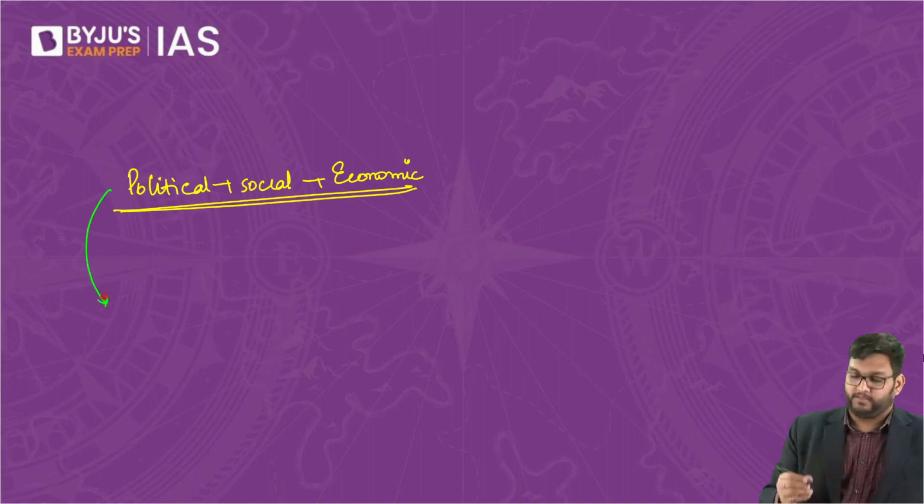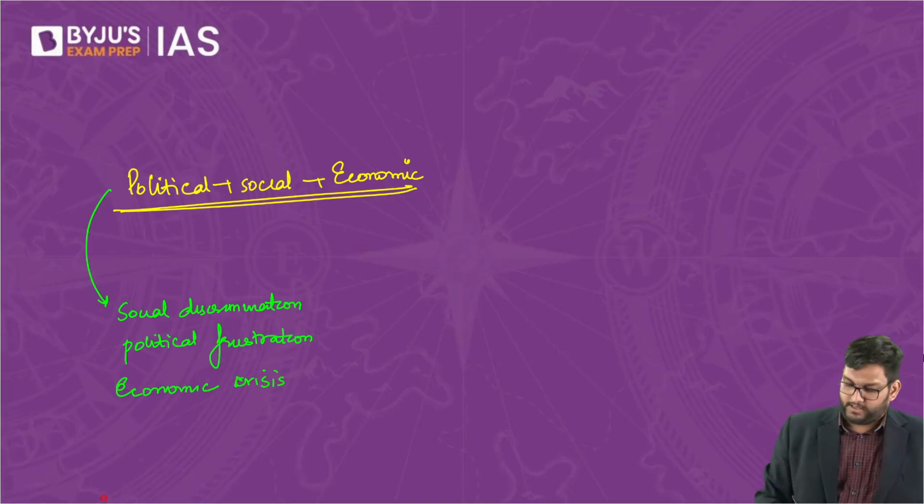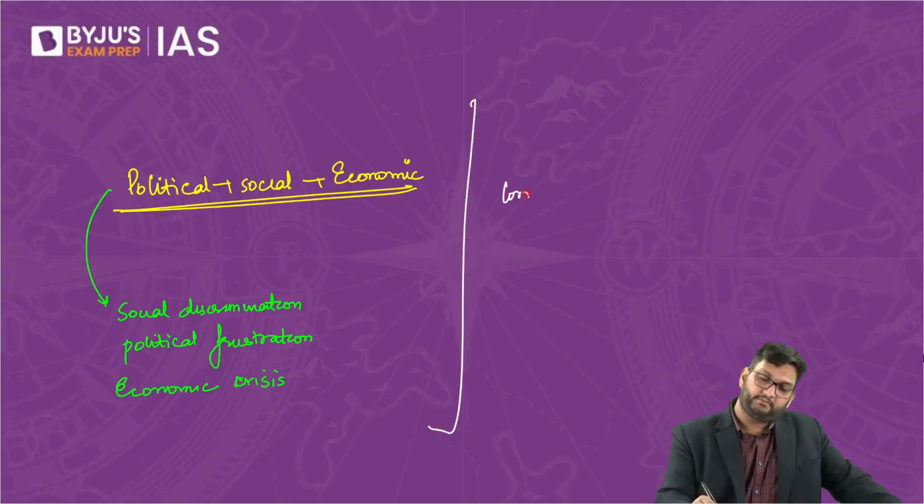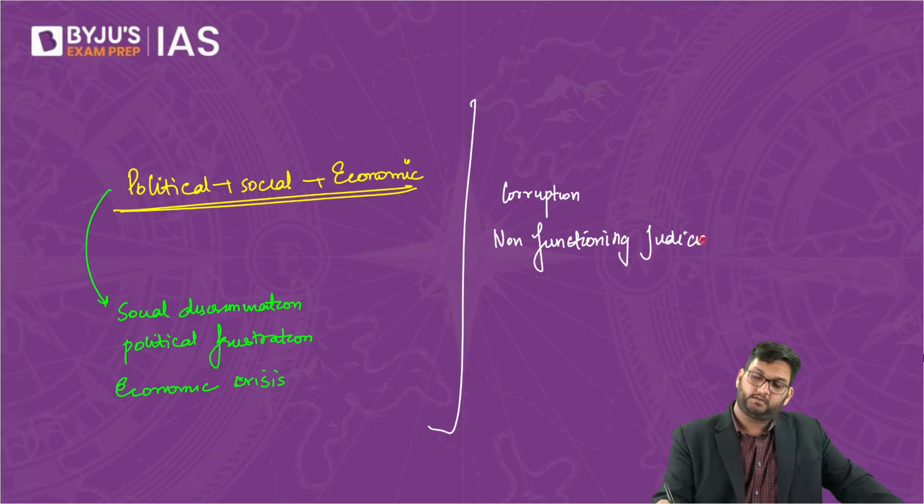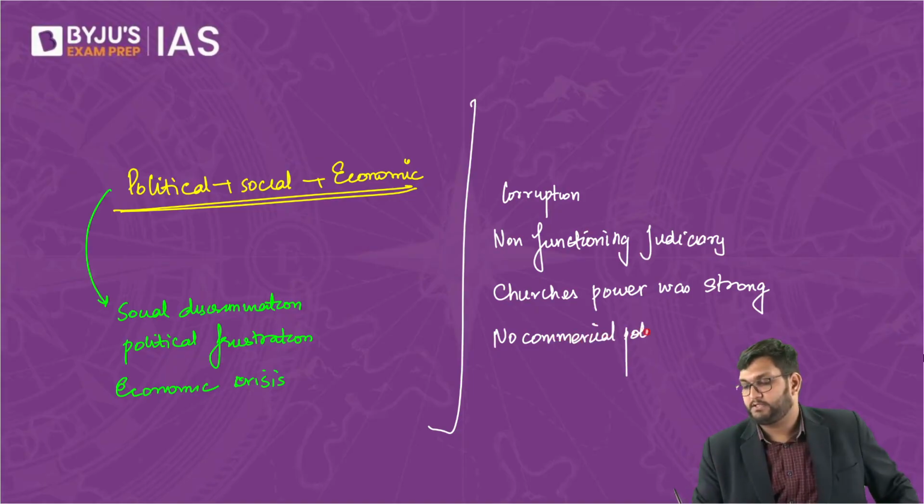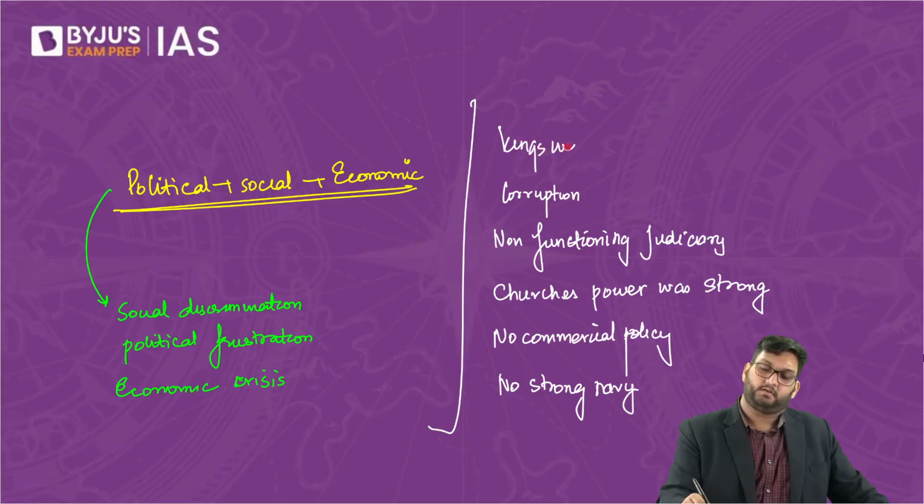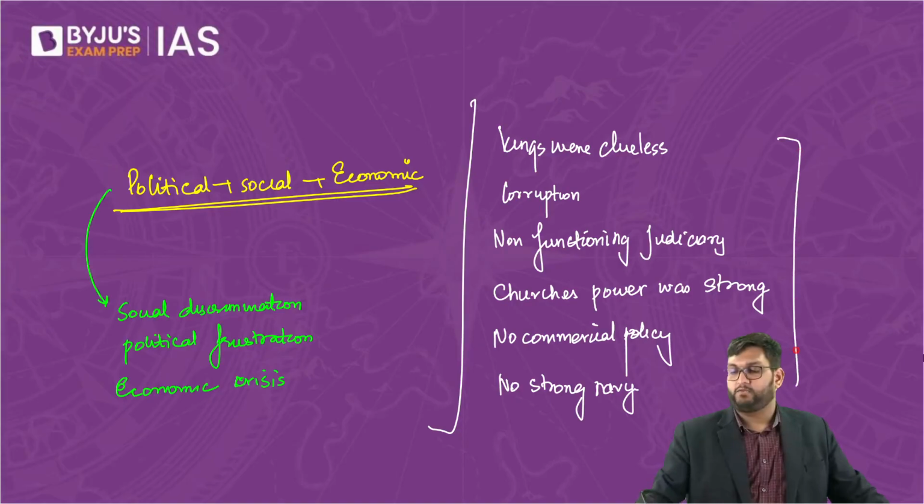So if I add social discrimination, political frustration, and economic crisis, add to it standard issues, which are corruption, non-functioning judiciary, the church's power was strong, no commercial policy, no strong navy, kings were clueless, and you get all the systemic issues. Anybody has any issue in the systemic?